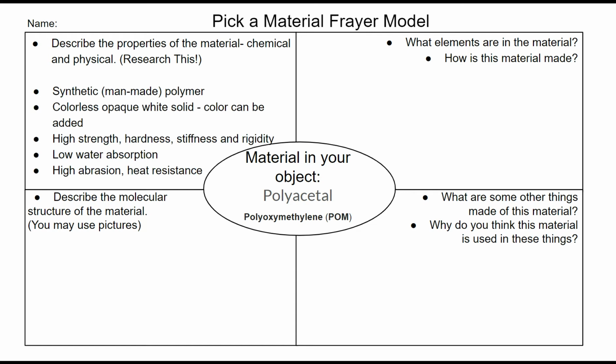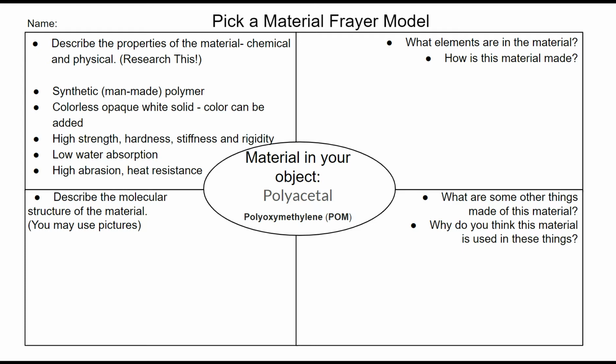We've learned about that in our previous assignments. It's usually colorless and opaque. Remember, we had opaque as a vocab word last week, which means that you can't see through it. It's usually white, but color can easily be added. Okay, that makes sense. If we're talking about my hairbrush, that could be any color. It's got high strength, hardness, stiffness, and rigidity, and this was straight up in the definition of what polyacetal is.